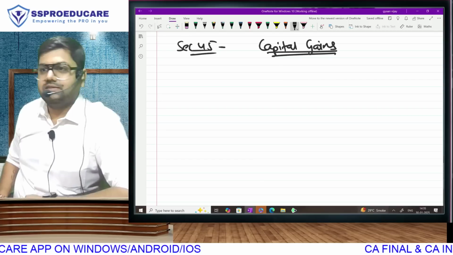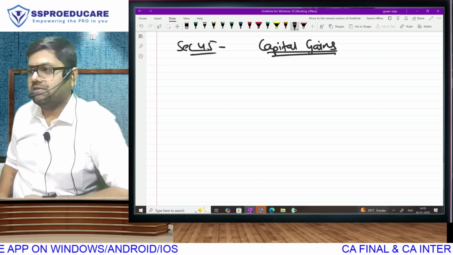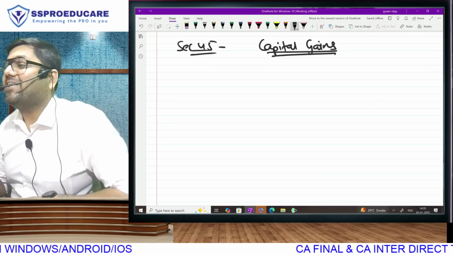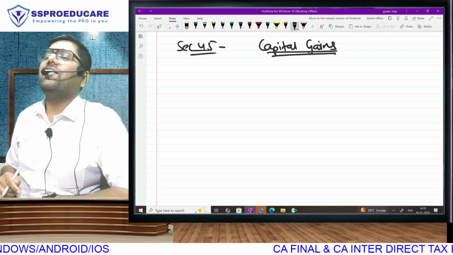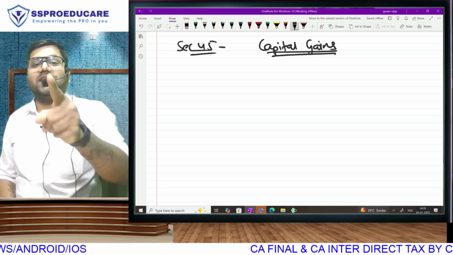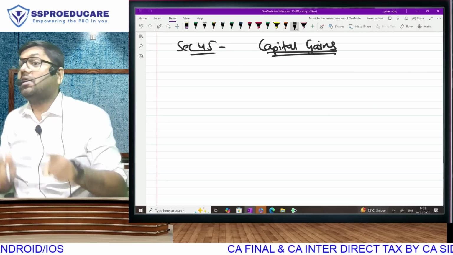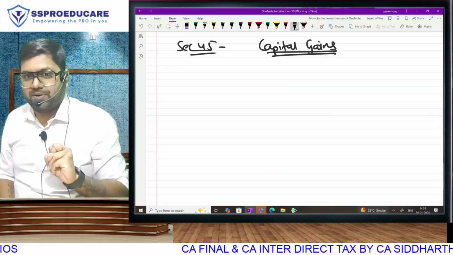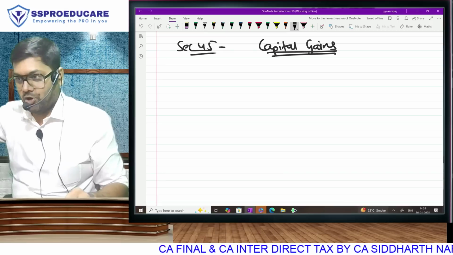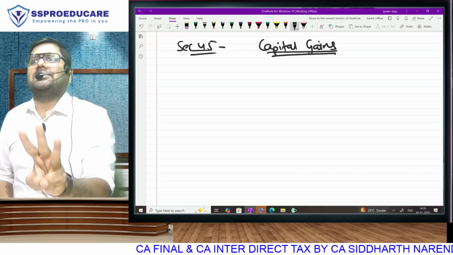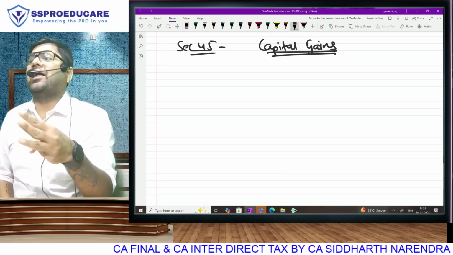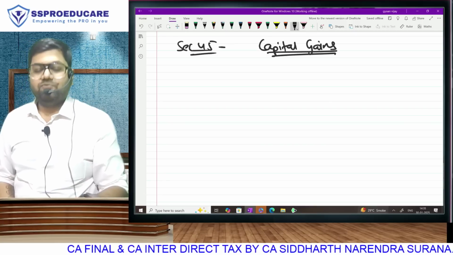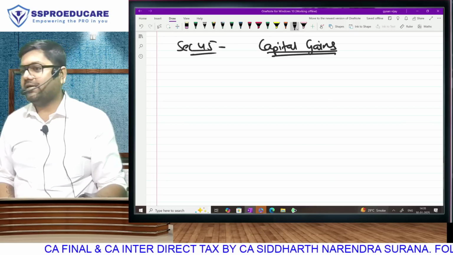What is the role of charging section? It is the charging section which says, hey, do you have this income? Pay tax. 15 says you have salary? Pay tax. Employer-employee relationship. 22 says you have house property? Pay tax. Building owner not doing business. 28 says you have PGBP, regular activity of sale of goods and services, net profit, pay tax. 45 says you have capital gains, pay tax.